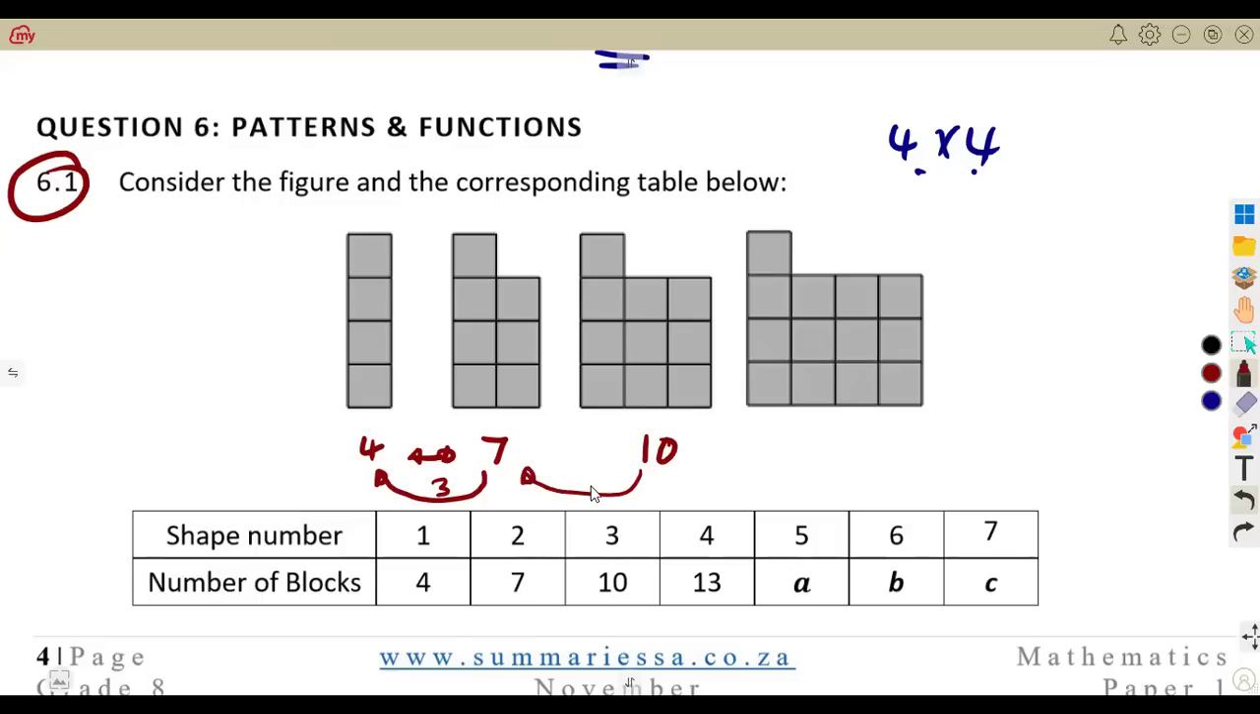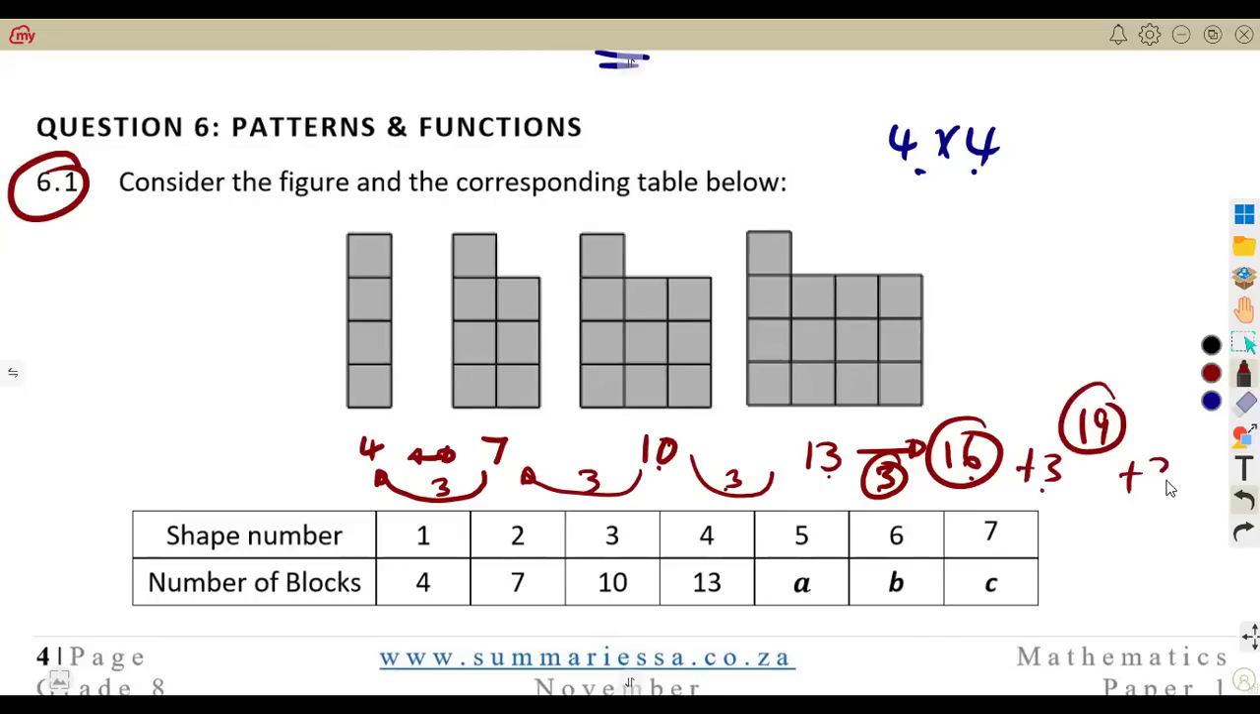10 minus 7, that's a 3. So from each, there's a difference of 3. So if we add 10 plus 3, we are going to have 13. Meaning to say we can find the next one by adding a 3. 13 plus 3, which is a 16. We add a 3 again, 16 plus 3, which is a 19. We add a 3, 19 plus 3, which is a 22.